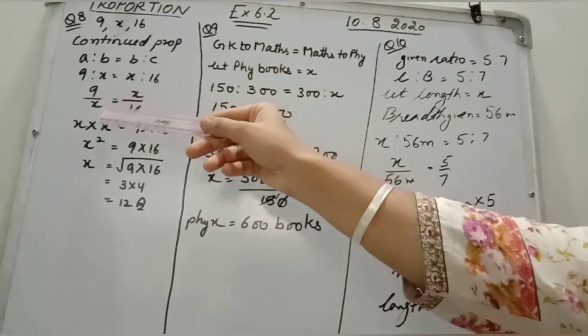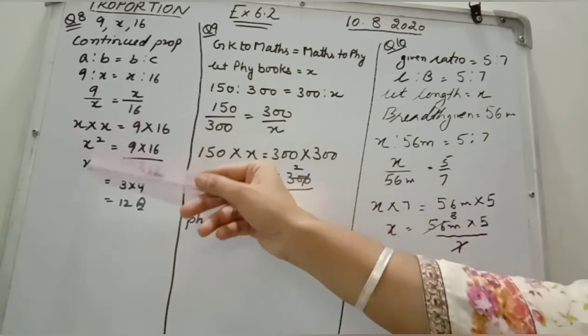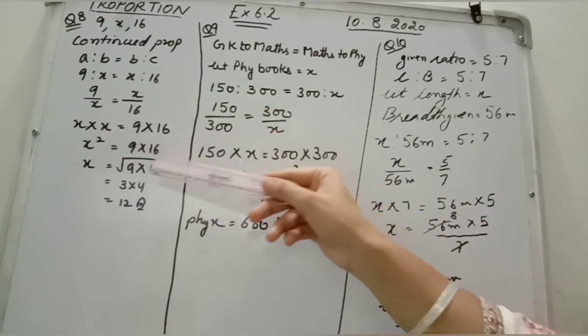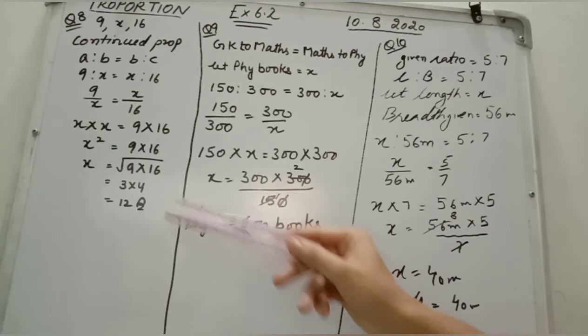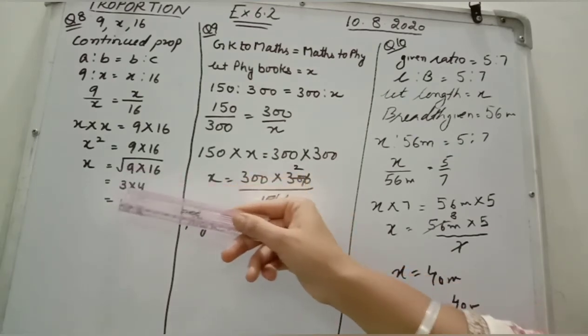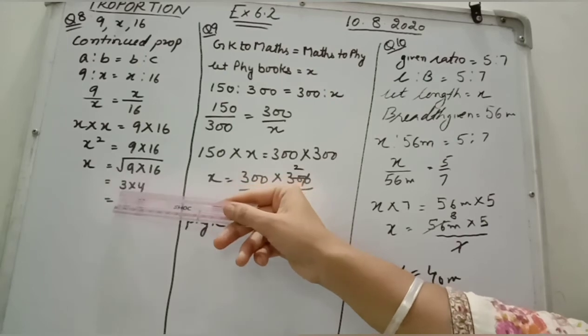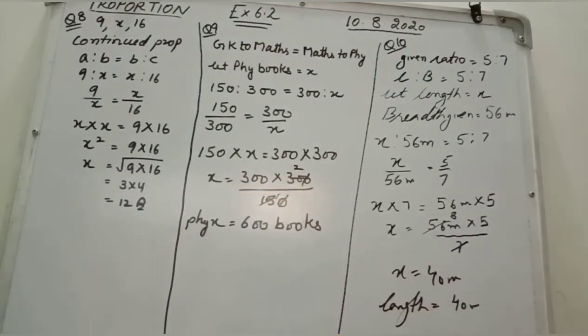So cross multiply, x multiply with x, we get x square. 9 multiply with 16 as it is. Square move other side, it become square root. What is the square root of 9? 3. What is the square root of 16? 4. So 3 into 4, 12 is our answer.